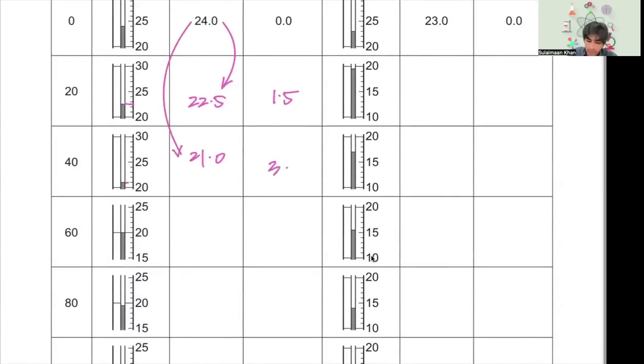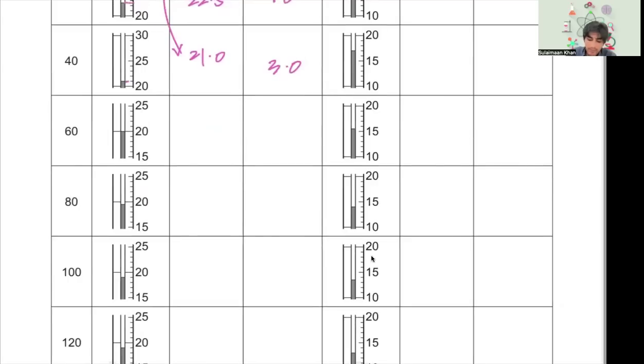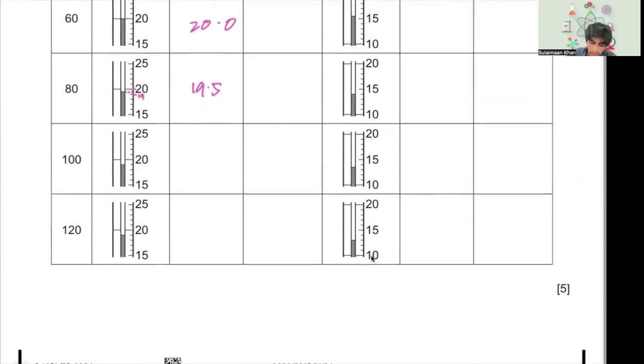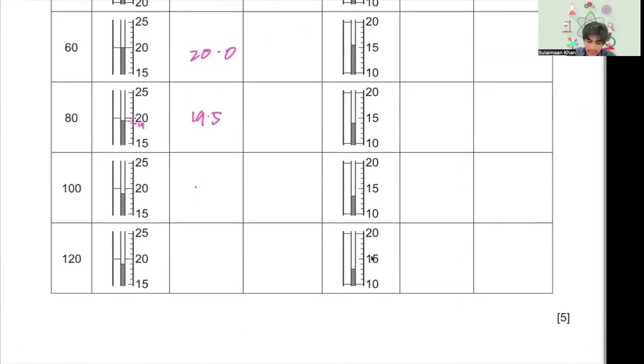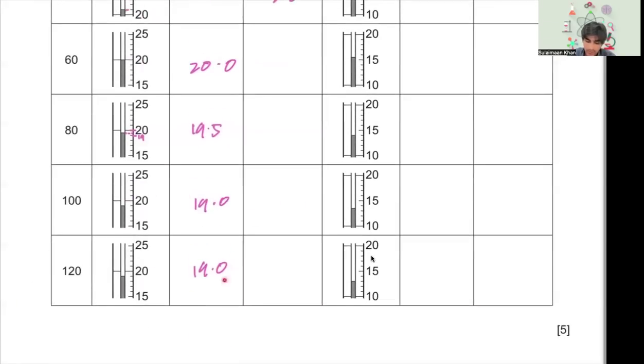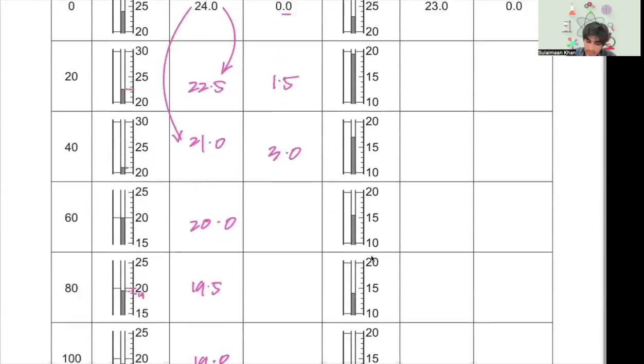So that's 3.0, because this is 1 dp. What is this? This is 20.0. Can somebody just help me quickly write this 20.0? This is 19.5, because see, this is 19, that's 20, and this is right in the middle. And what is this? Exact 19.0, and then what is this? 19.0. So probably the reaction stopped, because there's no more change in temperature. But let's talk more about this later.